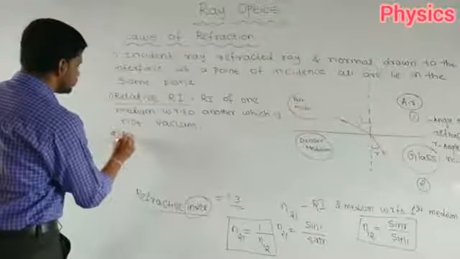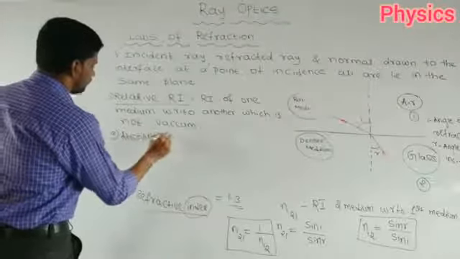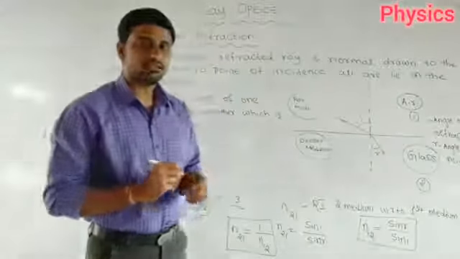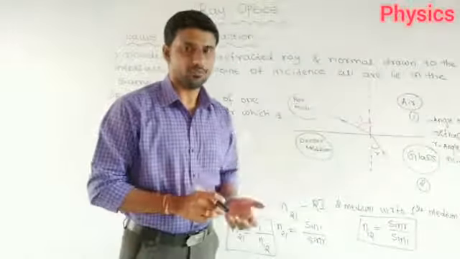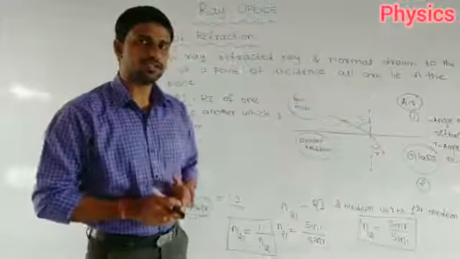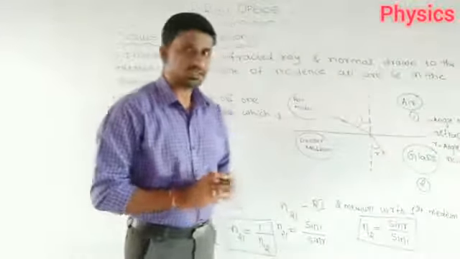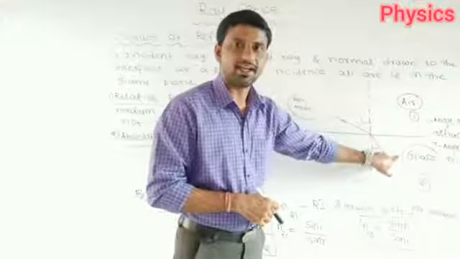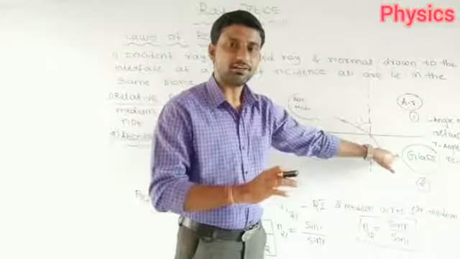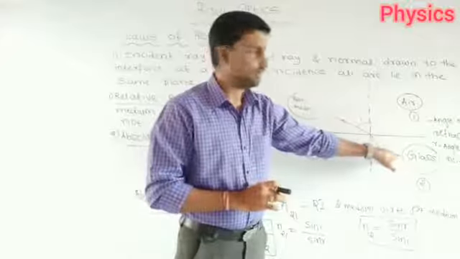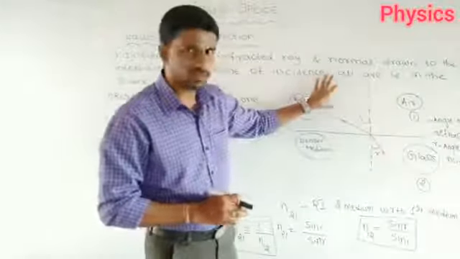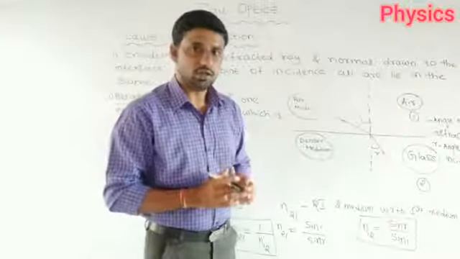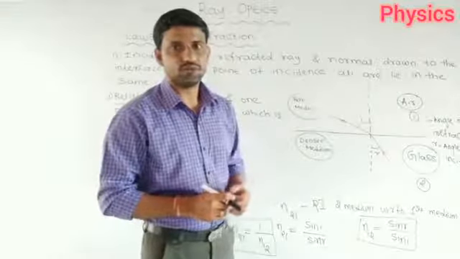Another one is the absolute refractive index. Absolute refractive index means refractive index of one medium with respect to another medium which is the vacuum medium. Then that type of refractive index is called the absolute refractive index. That means if you take one of the mediums as air medium, the other medium you should take as the vacuum medium. Okay, then the refractive index is called absolute refractive index. Suppose you take one medium as glass medium, and the other medium should be vacuum medium, then the refractive index is the absolute refractive index.